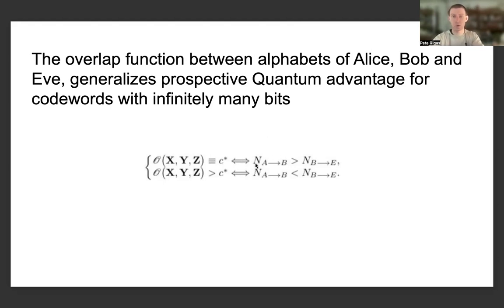if and only if the noise over Alice and Bob's quantum channel is larger than the noise over Bob and Eve's quantum channel, or otherwise, if the threshold is greater than C star, prospective quantum advantage would hold if and only if the noise over Bob and Eve's quantum channel is greater than the noise over Alice and Bob's quantum channel.